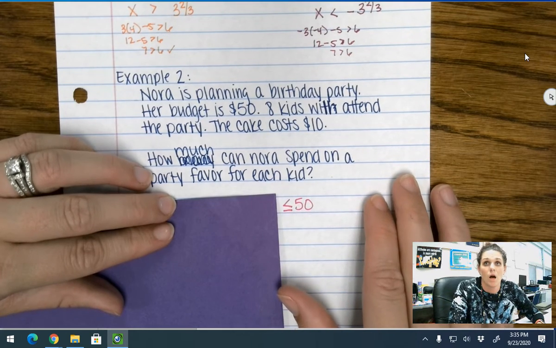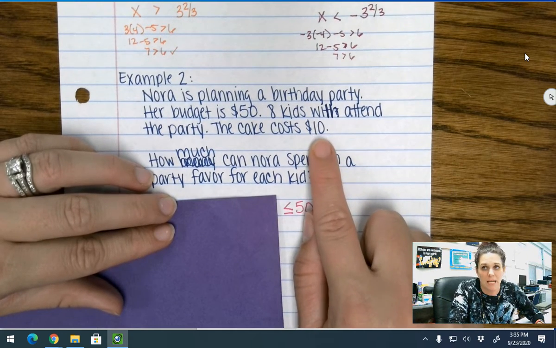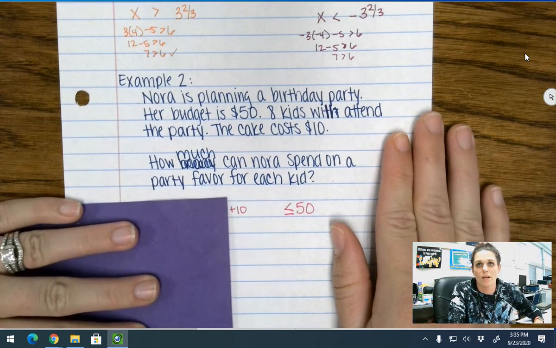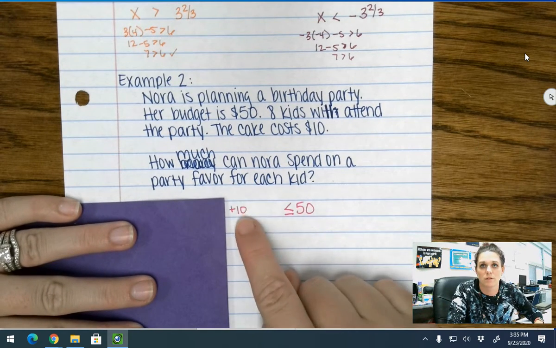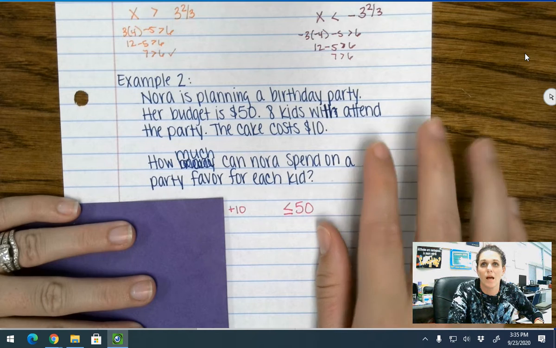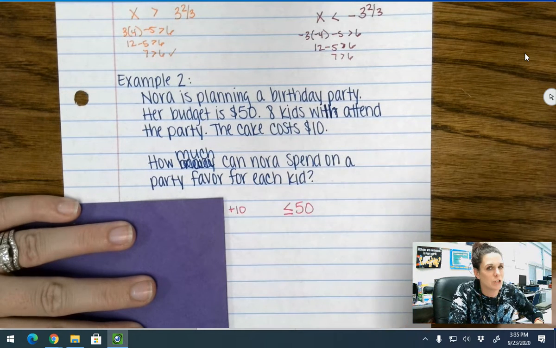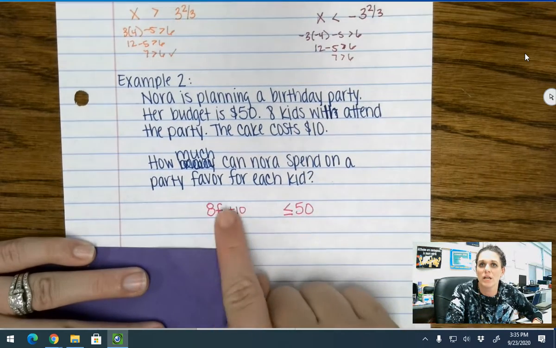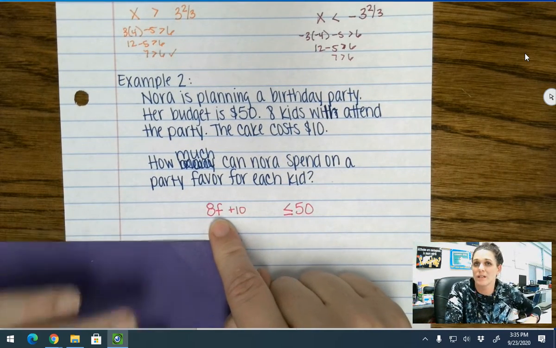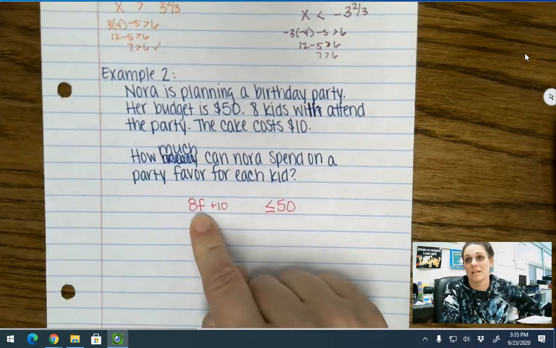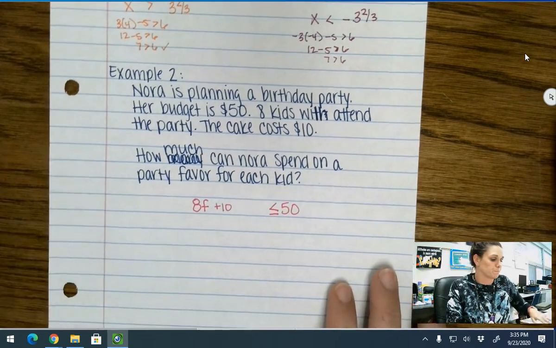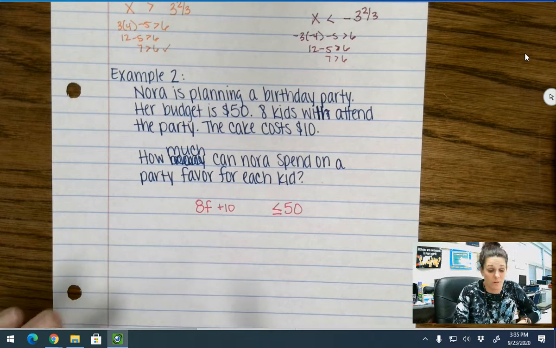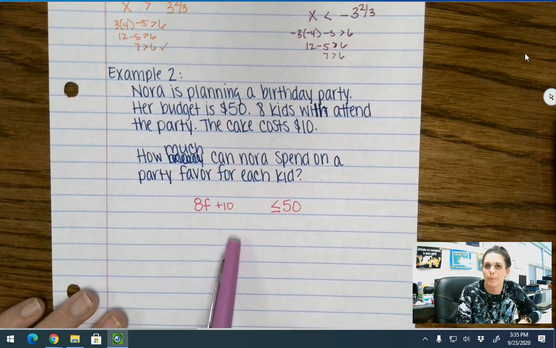Good. Well, I also know I'm spending $10. I'm spending it no matter what to get her a cake, because you can't not have a cake. So I know I'm dealing with that $10. And now I have 8 kids, each getting a party favor, and I don't know how much that party favor is yet. So here we would have 8, and then your variable. In this case, I'm going to use an F to stand for party favor. So when it says write an inequality, that's what it's asking for. What is the setup to solve this?